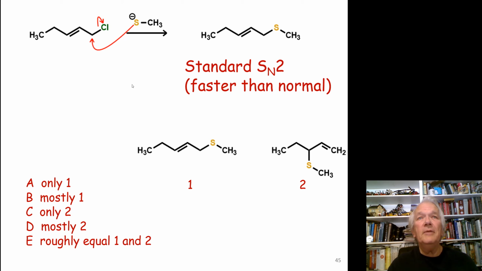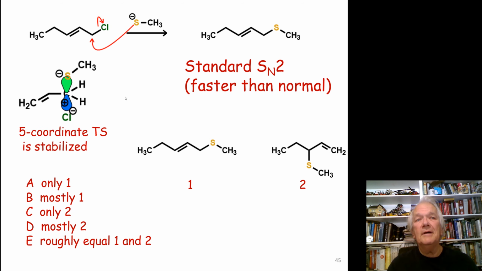Okay, the standard SN2 reaction, what would you expect? You'd expect the sulfur to come, kick out the chloride, and give the sulfur here on the end. This is a faster reaction than you normally get. And why is it faster? Well, it's faster because the intermediate here, the 5-coordinate intermediate, is also stabilized by the double bond.